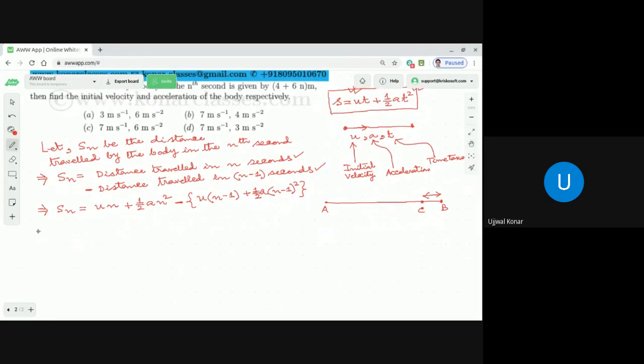Kalpita, did you get it? Yes. So Sn is equal to what we get. I hope if I write like this, you will agree with me: u plus half of a into 2n minus 1. Do you agree with me? All of you agree with me? If you are not agreeing with me, never hesitate to tell. Okay? Yes, sir.